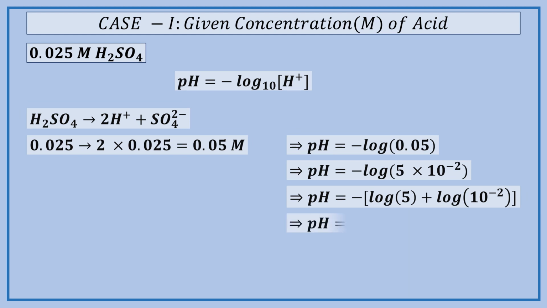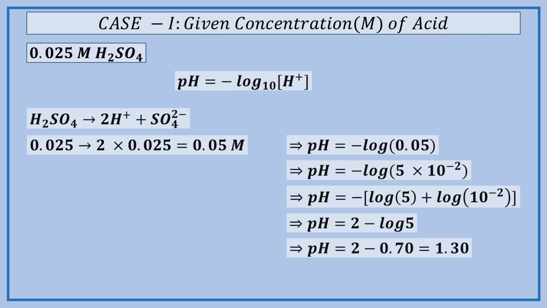This equation then can be reduced to pH is equal to 2 minus log 5. We can see the value of log 5 from a standard log table, which is equal to 0.70, and on putting this value we can calculate the pH of this solution to be equal to 1.30.